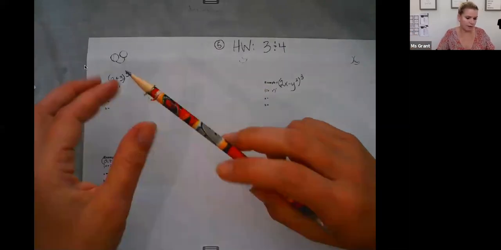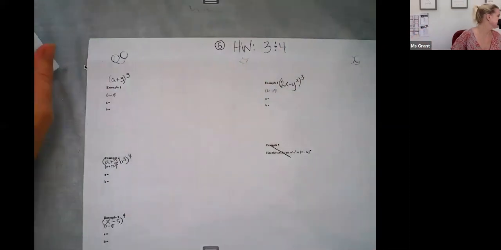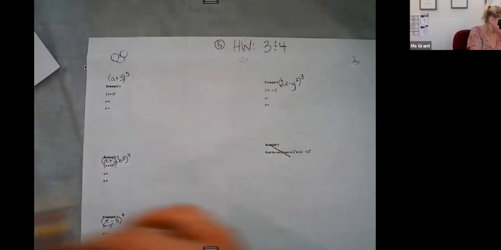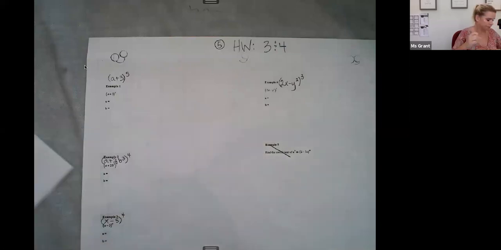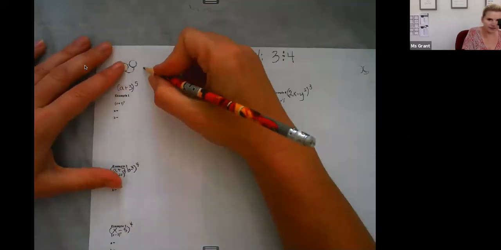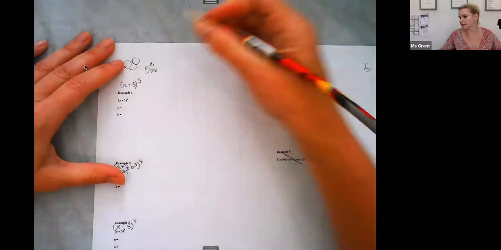So let's begin. What I want to do is multiply (A + 3) to the 5th power. So I'm going to show you how I'm going to use Pascal's Triangle and I'm going to set it all up. Okay? All right, so I know that this is to the 5th power. So that's going to be my 5th row of Pascal's Triangle. 1, 5, 10, 10, 5, 1.